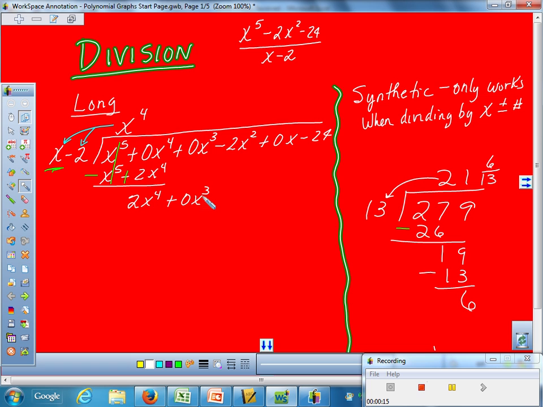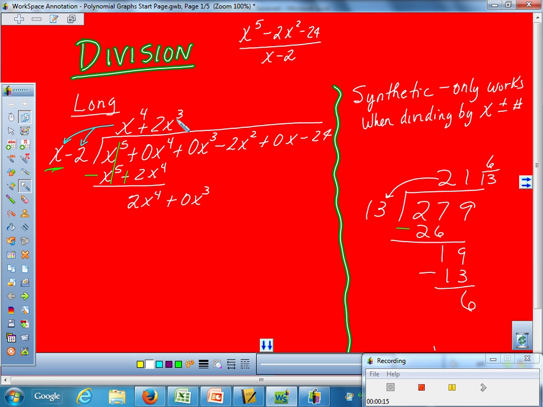And you do it again. What times x makes 2x to the fourth? 2x to the third. You have to put a plus or minus between them. It would be a positive 2x to the third, so you'll write plus 2x to the third. So now you're going to take that term times everything out front.